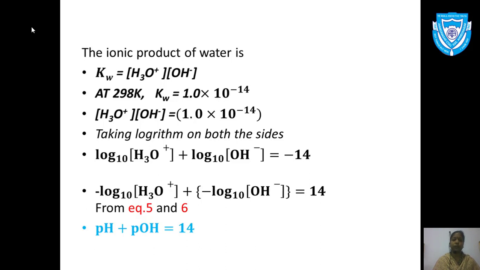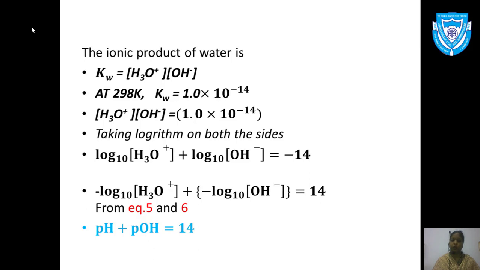Hence, substituting this value, we get concentration of H3O plus into concentration of OH minus is equal to 1.0 into 10 raised to minus 14. So, taking the logarithm on both the sides, we get log of H3O plus ion concentration plus log of OH minus ion concentration is equal to minus 14. And then taking the negative sign on both the sides, we get minus 14 here, because log of 10 raised to minus 14 is nothing but minus 14. So here minus log of H3O plus ion concentration plus minus log of OH minus ion concentration is equivalent to 14.